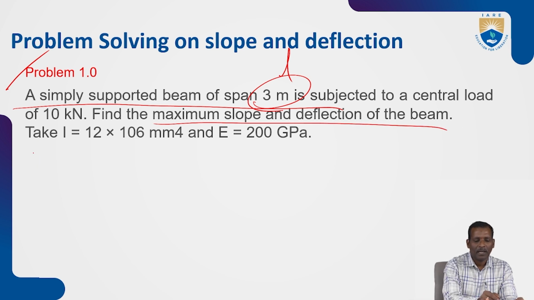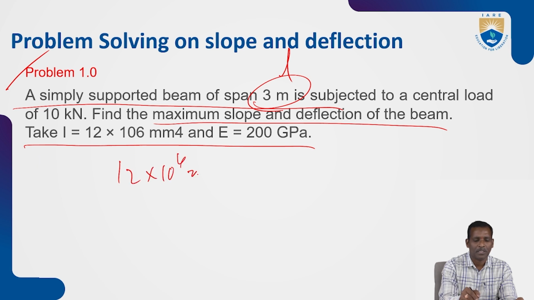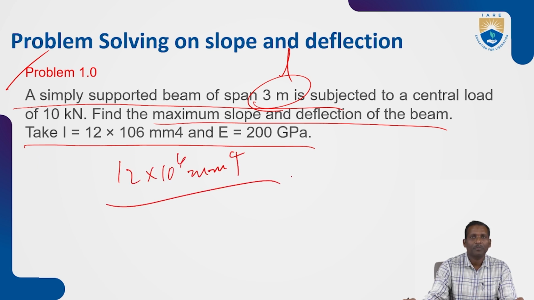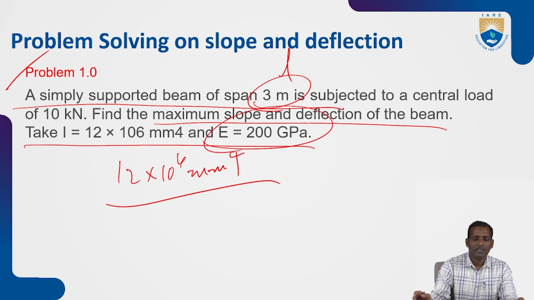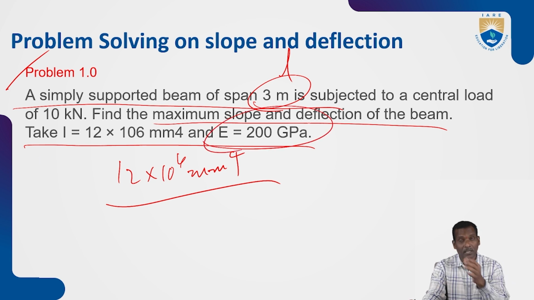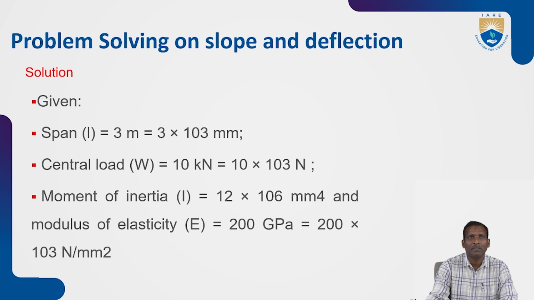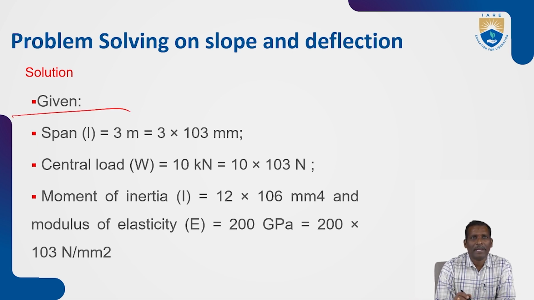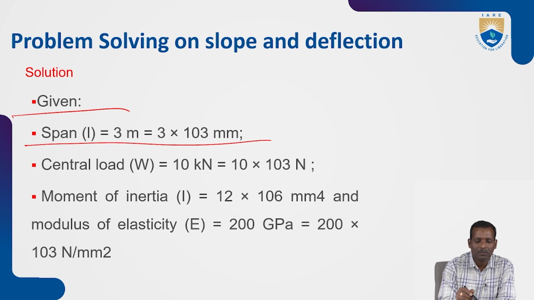Take I as 12 into 10 to the power of 6 mm to the power of 4, and E, Young's modulus, as 200 gigapascal. For this given beam, we need to calculate the slope and deflection. First you have to write the given data. The span L is given as 3 meters; to convert into mm, 3 into 10 cube mm.